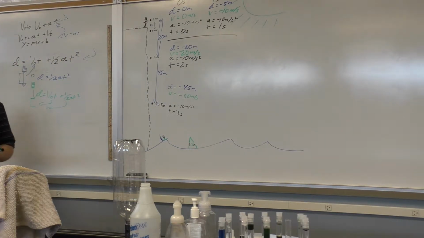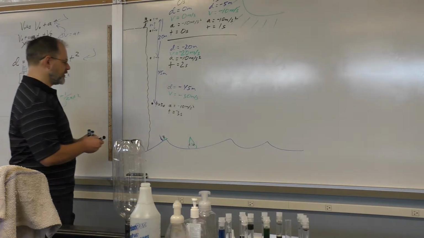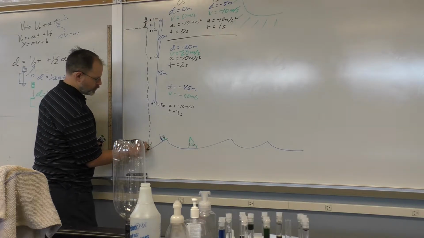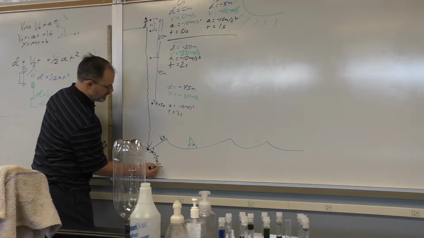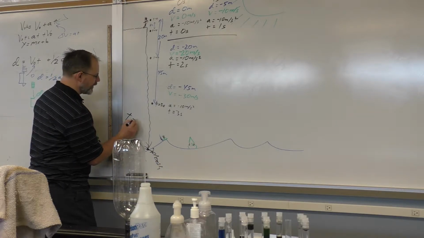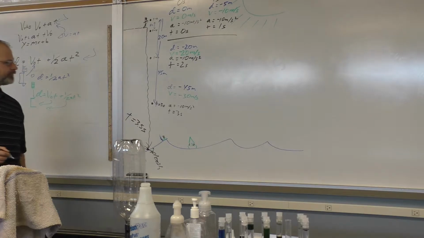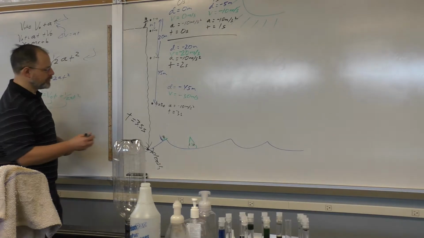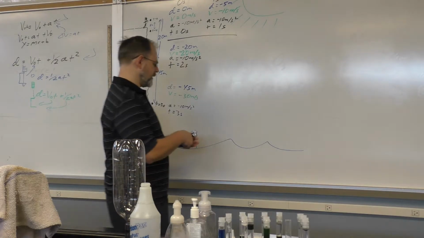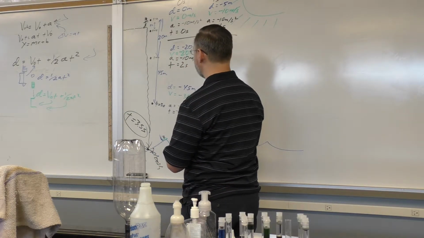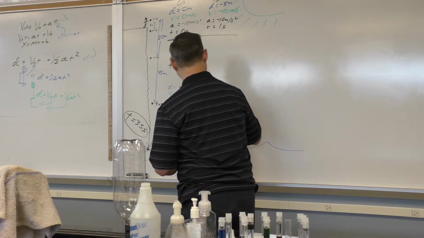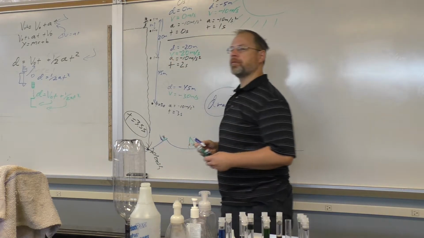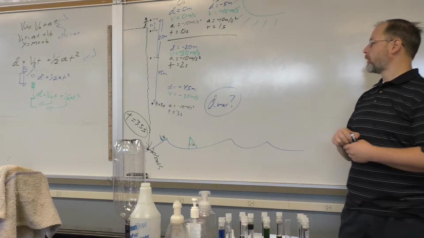Okay. Cool? Then it goes sploosh. It goes sploosh at a time of 3.5 seconds. How high is the cliff? I'm going to call this D max. Basically, how high is the cliff, or how far does the rock fall before it hits the water?